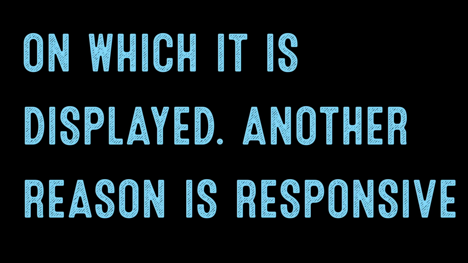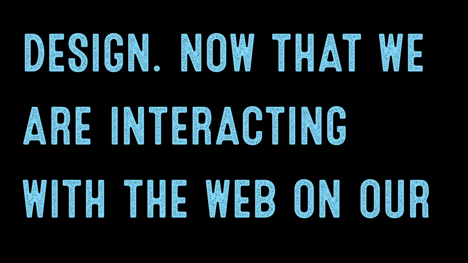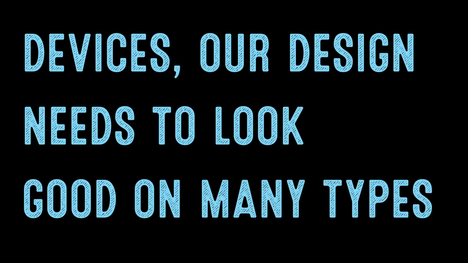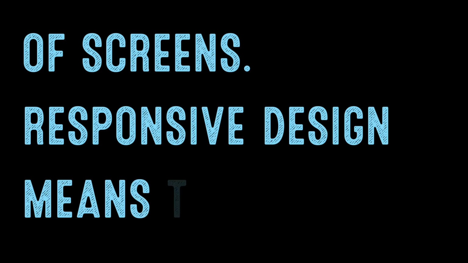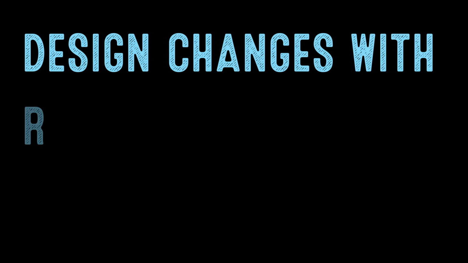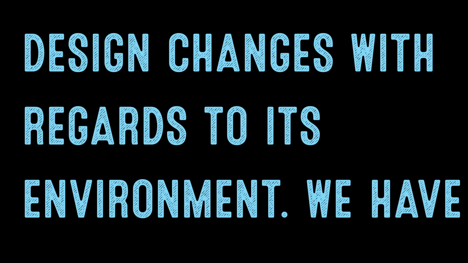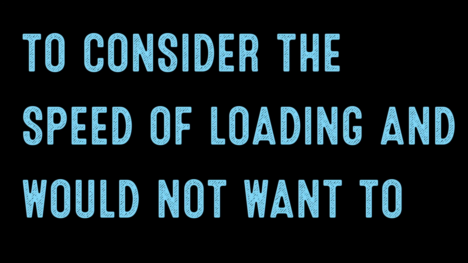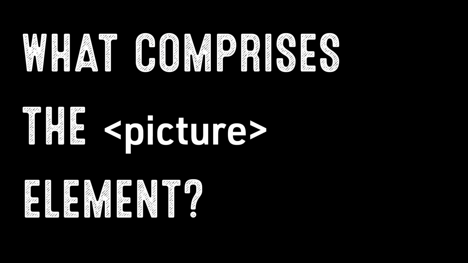Another reason is responsive design. Now that we are interacting with the web on our desktops with large screens to our handheld mobile devices, our design needs to look good on many types of screens. Responsive design means that our design changes with regards to its environment. We have to consider the speed of loading and would not want to load an image for a large screen onto a phone. What comprises the picture element?